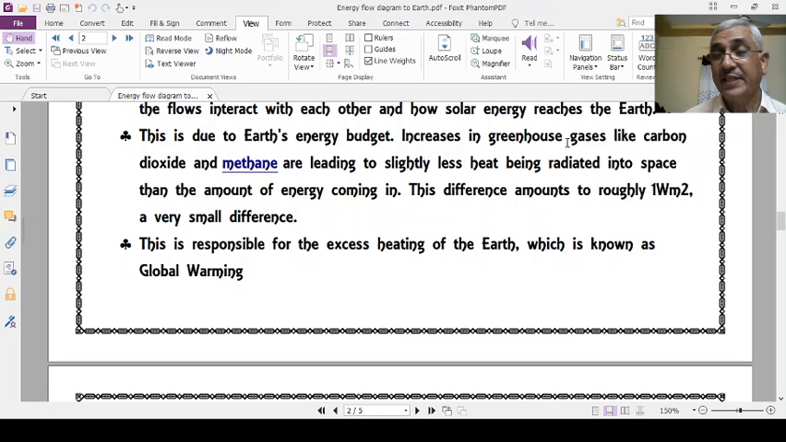Increasing greenhouse gases like carbon dioxide and methane lead to slightly less heat being radiated into space. Whatever thermal radiation was radiated by the Earth towards space will be slightly decreased by greenhouse gases. The difference is 1 watt per meter square. This much thermal radiation will again heat up the Earth's surface and atmosphere, so the temperature will slightly increase.